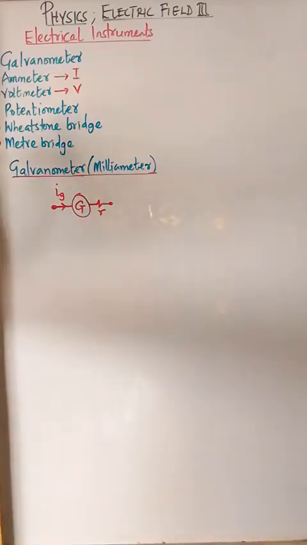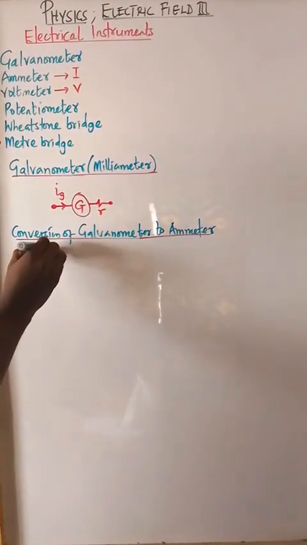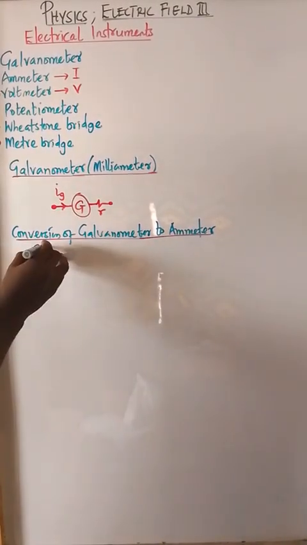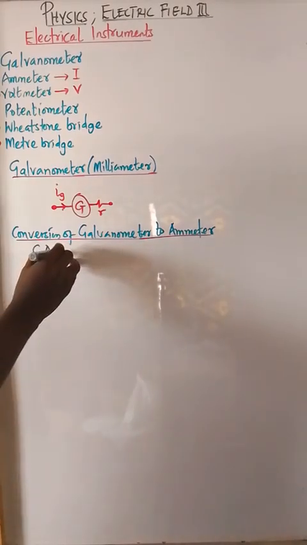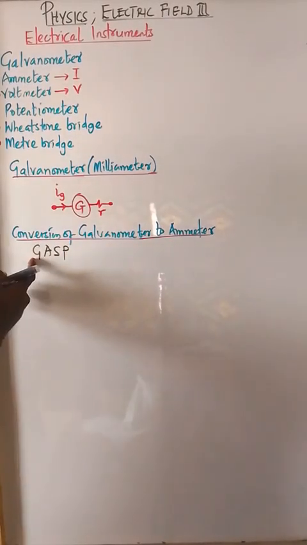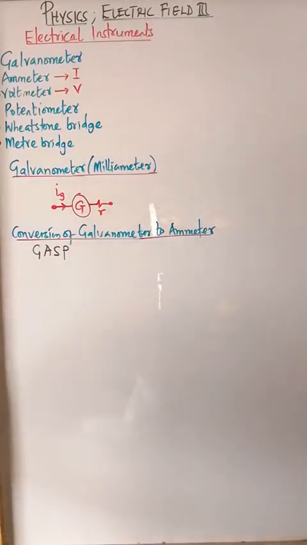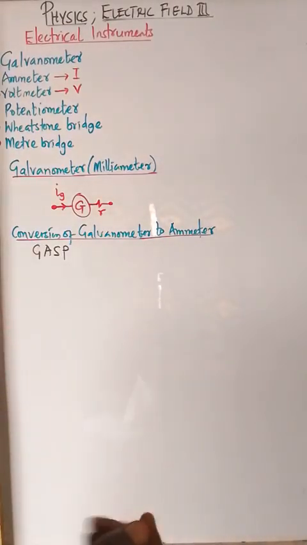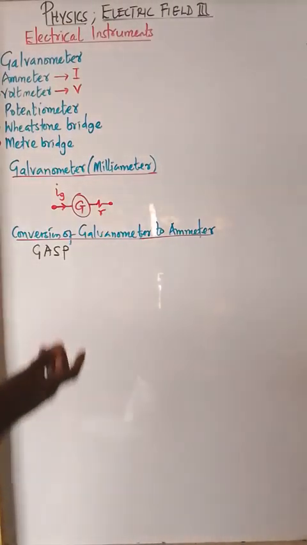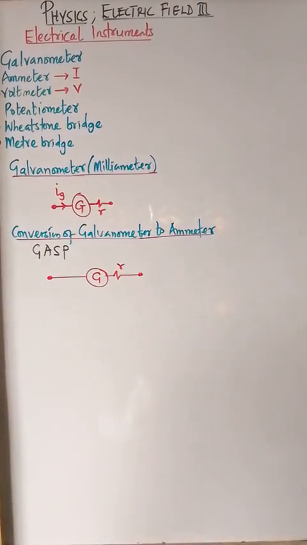So now let's see how we can convert galvanometer to ammeter. To convert galvanometer to ammeter, we'll connect a shunt in parallel to the galvanometer. Galvanometer can be converted to ammeter by connecting a shunt in parallel to the galvanometer. What is shunt? So shunt is a resistor of low resistance. And why it's connected in parallel, you understand that now. Check this diagram. Now this is our galvanometer.